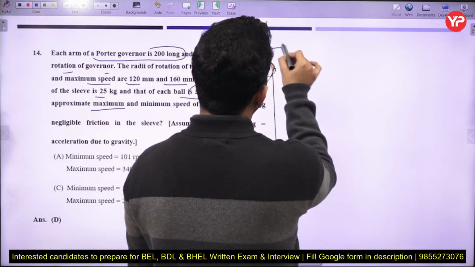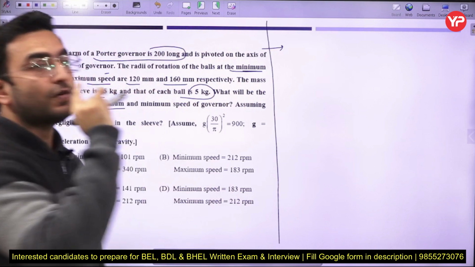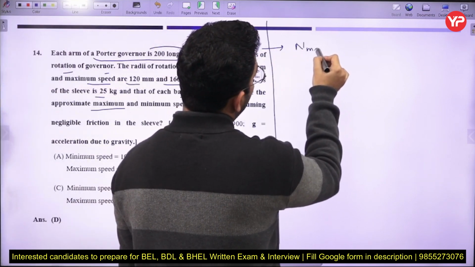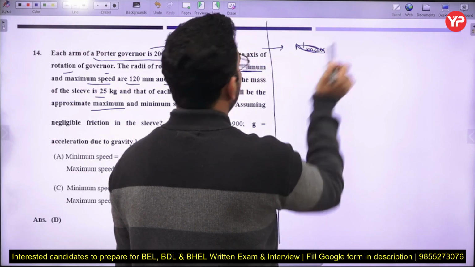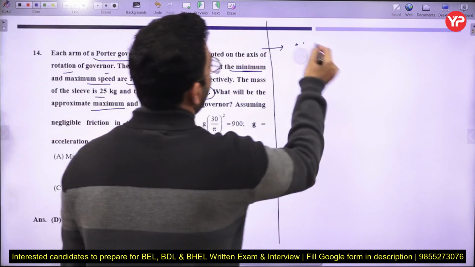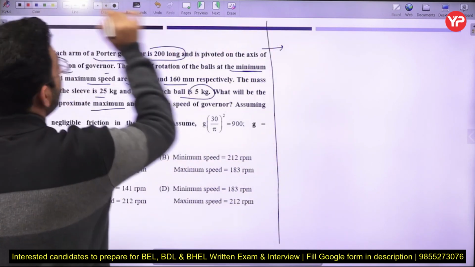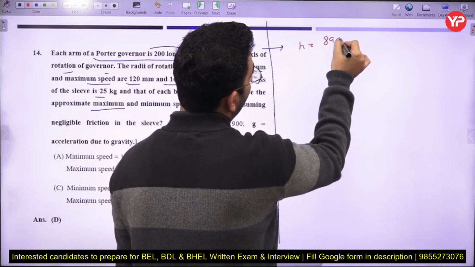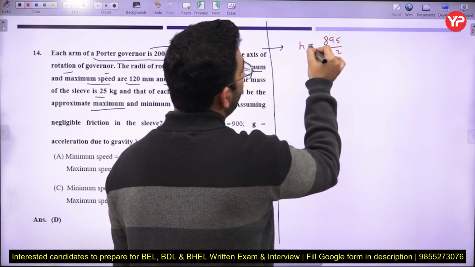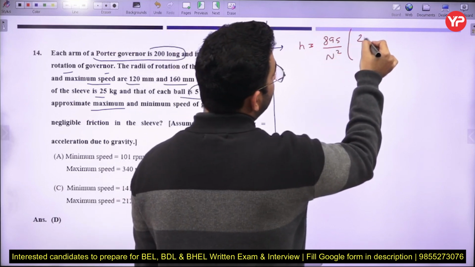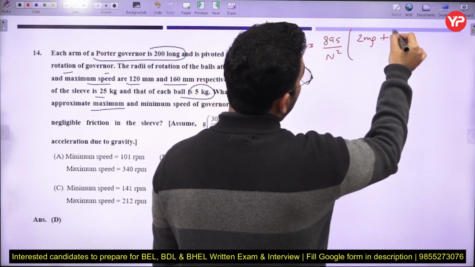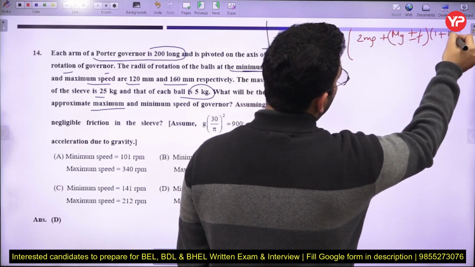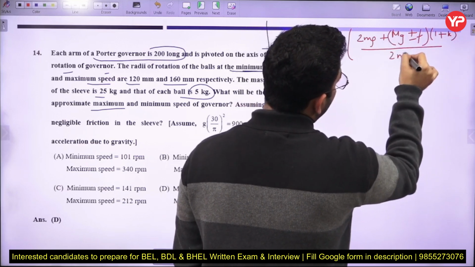So now in this case, if you remember, in the case of a Porter governor, the value of the maximum speed can be... just wait a minute. Here you can write the expression between the height and the speed in this way: h = (895/N²) × [(mg + Mg)/mg] × (1 + k)/2, with the friction term f dropped out.